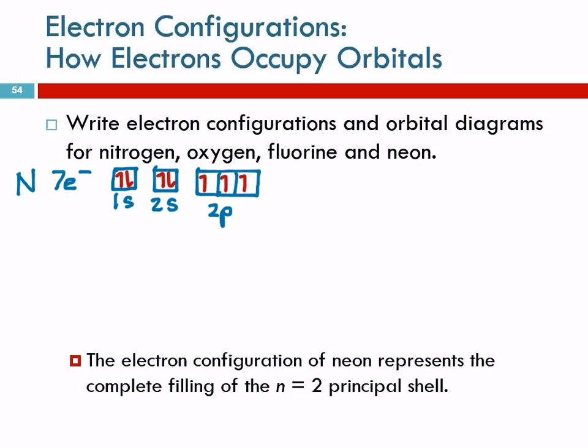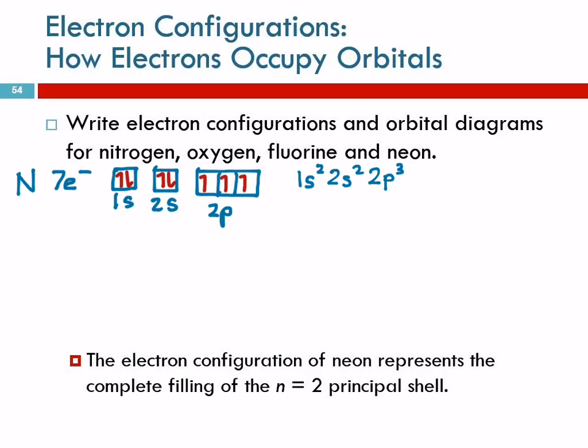So that's 7 electrons. Then writing the electron configuration from the orbital diagram is easier than just coming up with it out of thin air. So how many electrons in 1s? 2. And in 2s? 2. And in 2p? 3. And then you can check yourself by adding the subscripts. 2 plus 2 plus 3 equals 7. So that means we've got the right number. Any questions about that one?